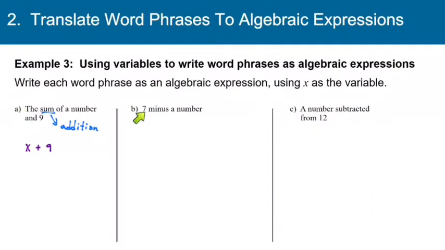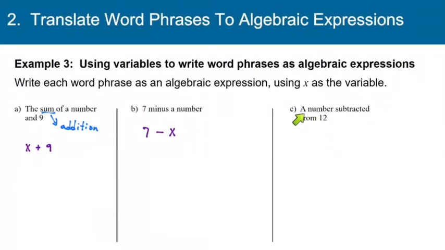Okay, part B says 7 minus a number. And again, the symbol that we use for the unknown number is x. So simply 7 minus x. And that's all there is to it. This algebraic expression represents this phrase.